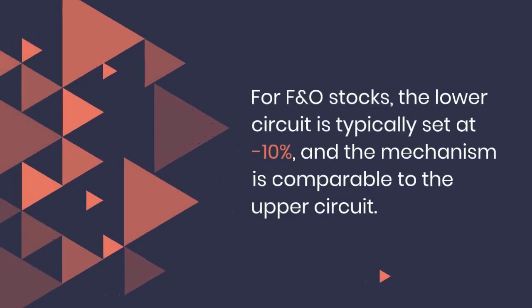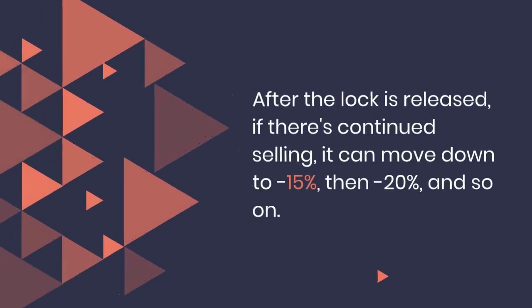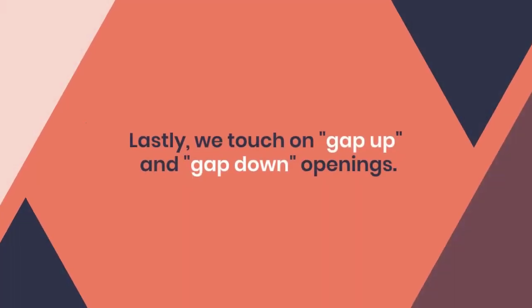For F&O stocks, the lower circuit is typically set at -10%, and the mechanism is comparable to the upper circuit. After hitting the -10% lower circuit, it gets temporarily locked, and if there's sustained selling, it can move further down to -15%, then -20%. Example, if an F&O stock drops by 10%, it gets locked temporarily. After the lock is released, if there's continued selling, it can move down to -15%, then -20%, and so on.